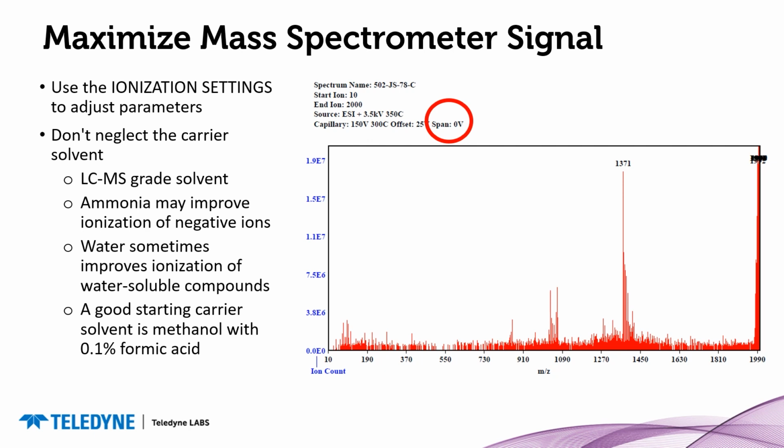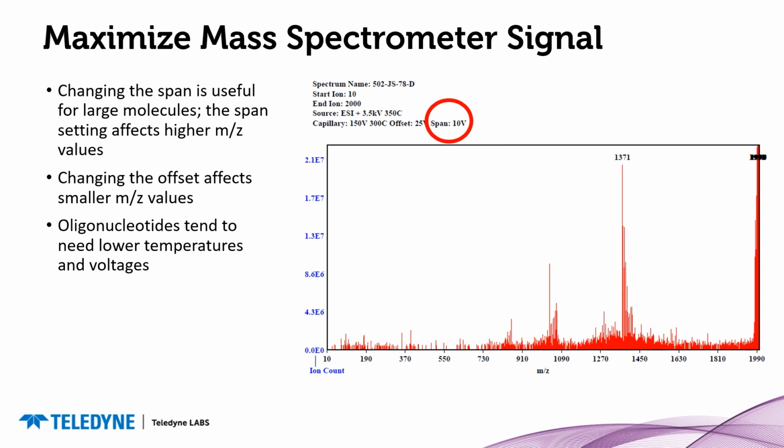For this peptide, note the span setting is set to 0 and the base peak is about 1.8 e to the 7 count. Changing the span to 10 volts increased the intensity from 1.8 to 2.1 e to the 7, a 50% increase in sensitivity. The offset voltage tends to affect smaller molecules to a greater extent, while larger molecules show more sensitivity to span adjustments.